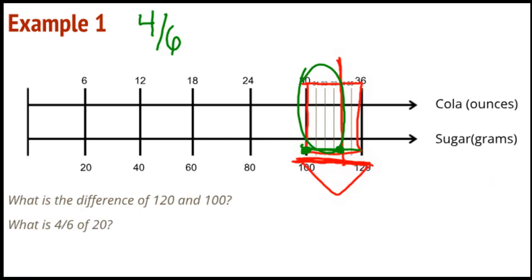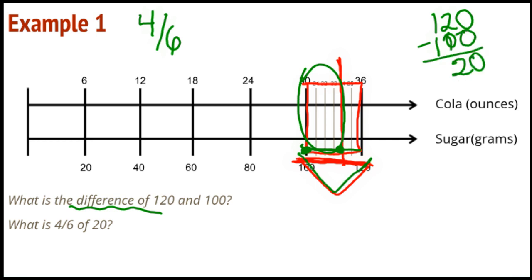Well, what is the distance? How far apart are the two numbers? Well, that's like asking what is the difference? 120 minus 100 tells me that this part of the tape diagram on this number line is going to be equal to 20. But if I keep the whole 20, if I travel the whole 20, I'm going to go from 100 to 120.